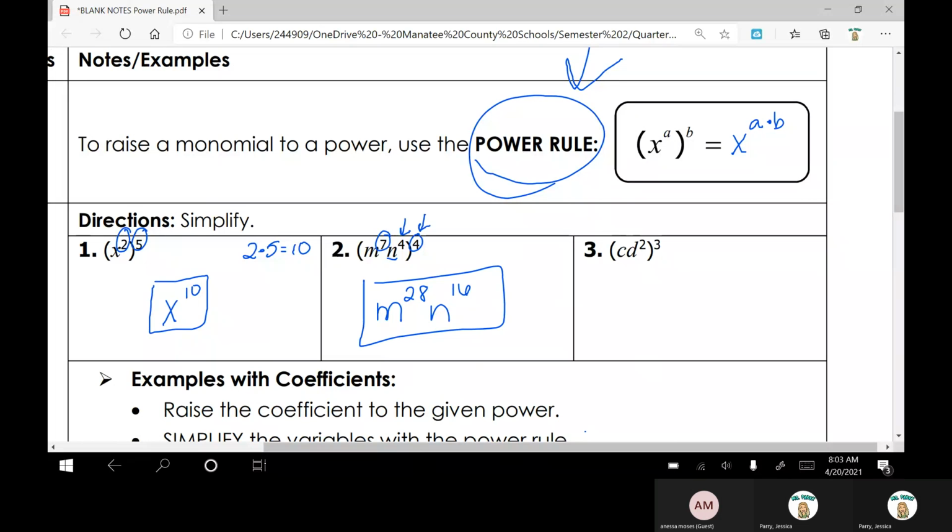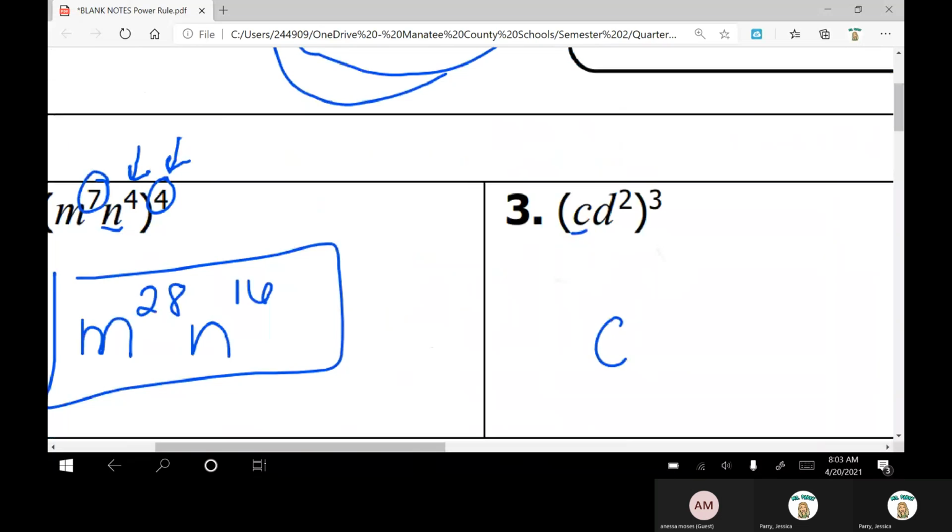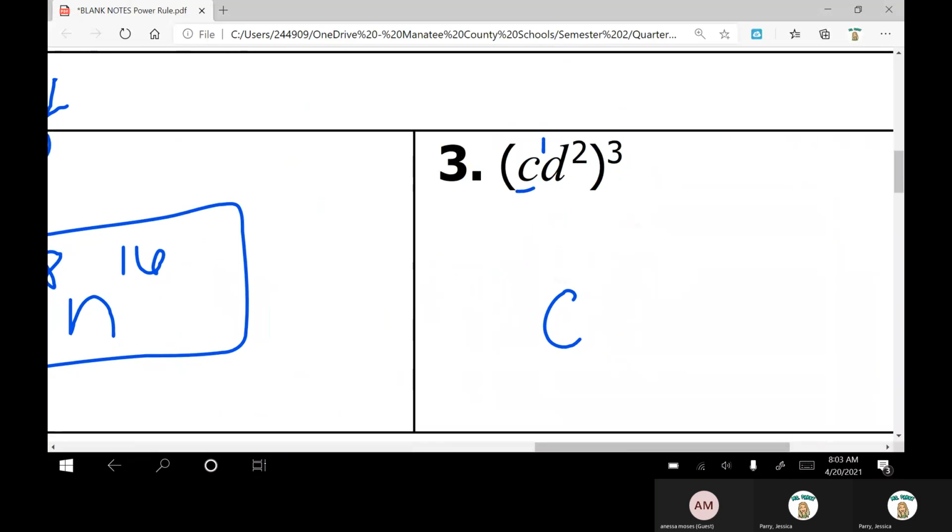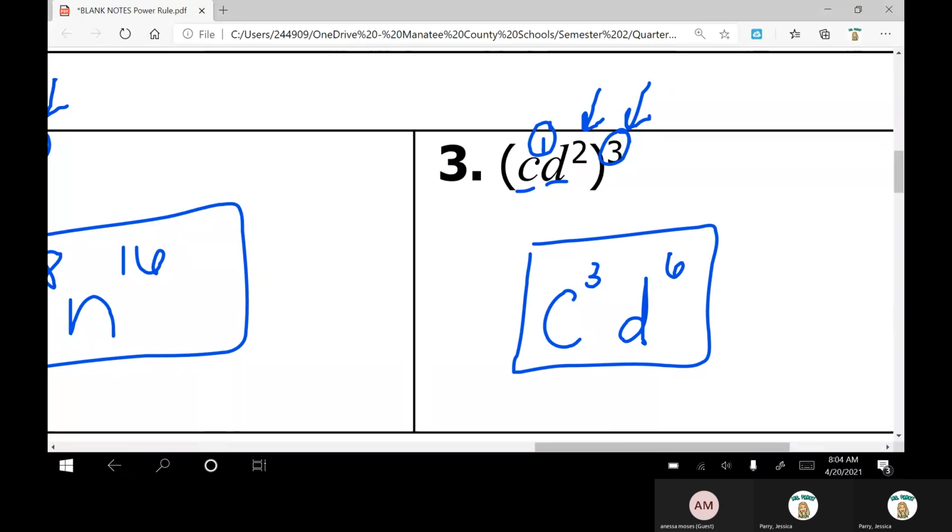So our last one here, number 3. So we've got our first variable c. And if you don't see an exponent there, we know there is an invisible 1. So I'm going to put my invisible 1 right here. And then we're going to multiply. 1 times 3 is 3. And then I can go on to the next variable, d. And then multiply. 2 times 3 is 6. And then there you go. That's your final answer there.